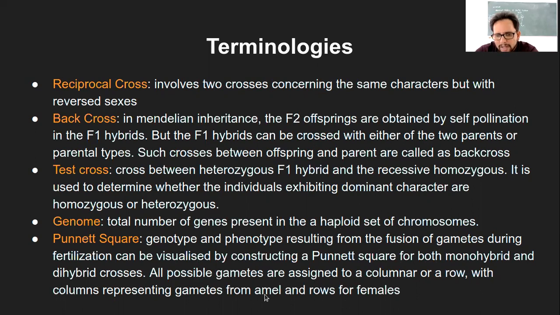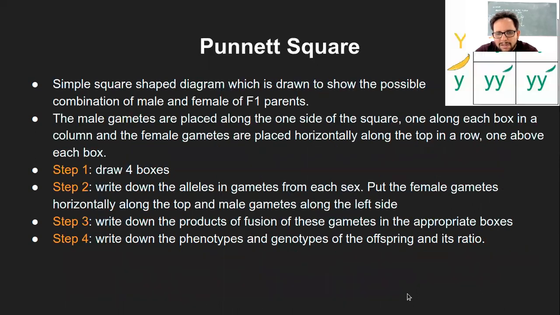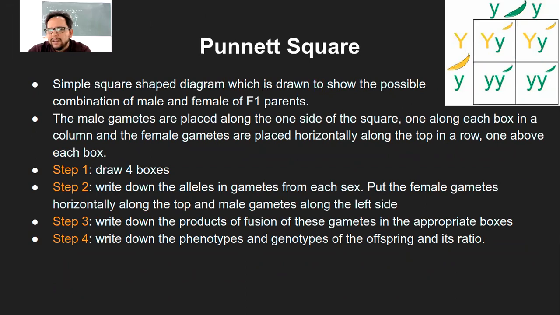There is a spelling mistake here, from the columns and rows for the female. So we will see that particular part here. For example, this is a type of Punnett square that we draw usually. It is a simple square shaped diagram which is drawn to show possible combinations of male and female F1 parents, right? So you have, let's say, this particular individual, one of the parents, which has capital Y small y, and the other parent which is small y.